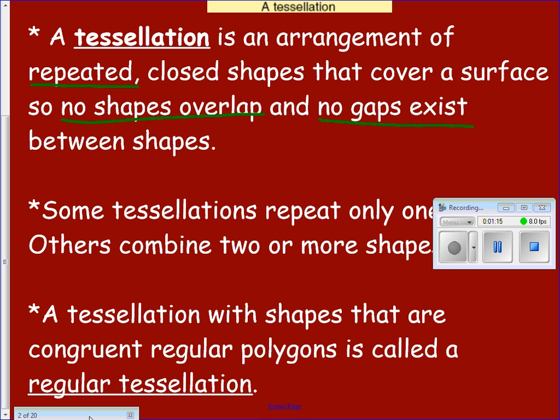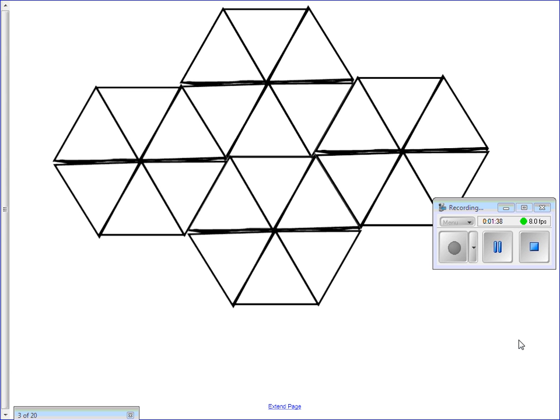Now, a tessellation with shapes that are congruent regular polygons is called a regular tessellation. Remember that a regular polygon is a polygon with all the same lengths in its sides and angles. So an example of that would be an equilateral triangle, because an equilateral triangle has three sides all the same length. All right? So here you can see that triangle.